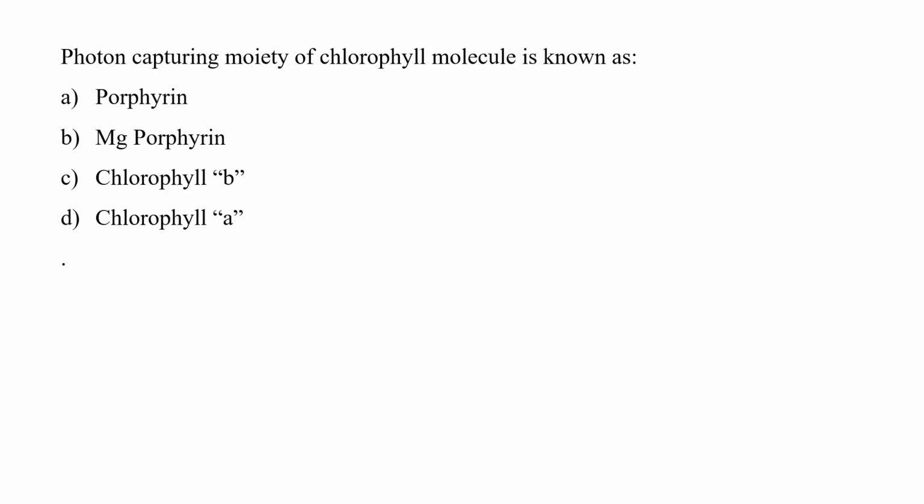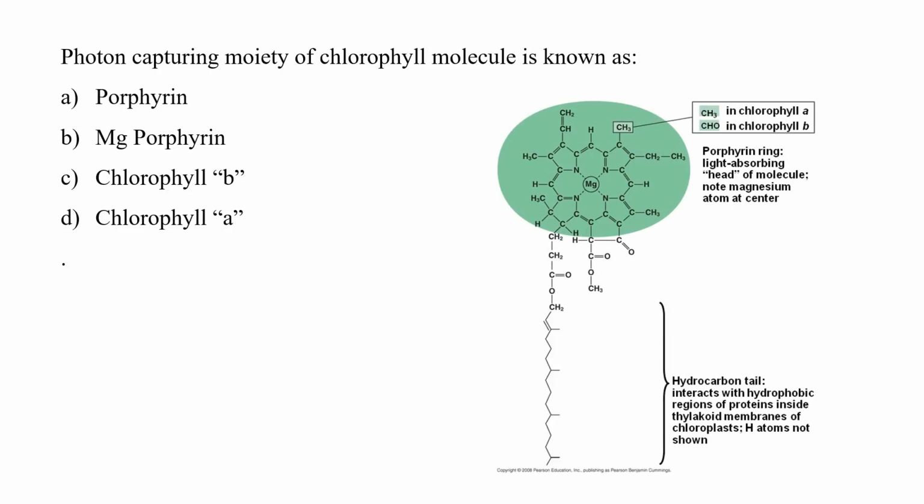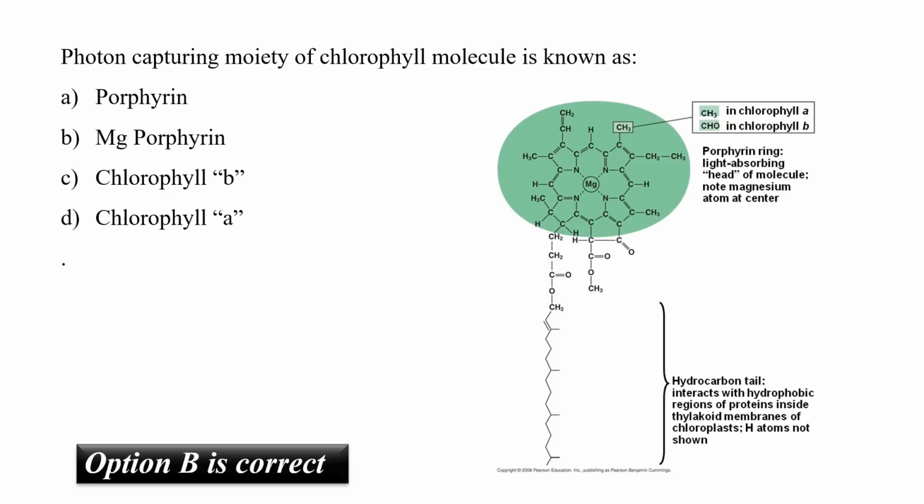The photon capturing moiety of chlorophyll molecule is known as porphyrin, magnesium porphyrin, chlorophyll B, or chlorophyll A. In chlorophyll, magnesium porphyrin is the moiety which functions to capture energy and store electrons during photosynthesis. So, option B has to be the correct answer.